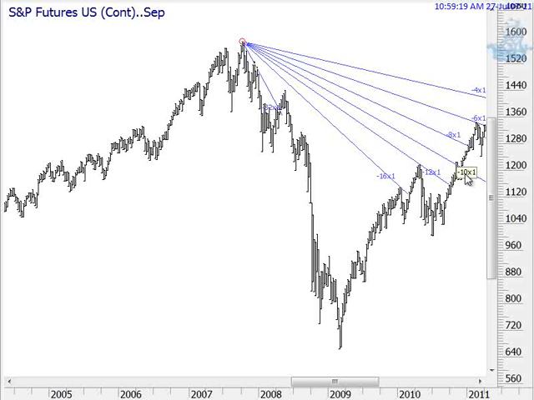Now, one of the options in the software is to make that a weak line, just to remind me that it's not a major angle, so I'm not really expecting a major turn. But it did work, and it lasted for about a month. The market actually went round.